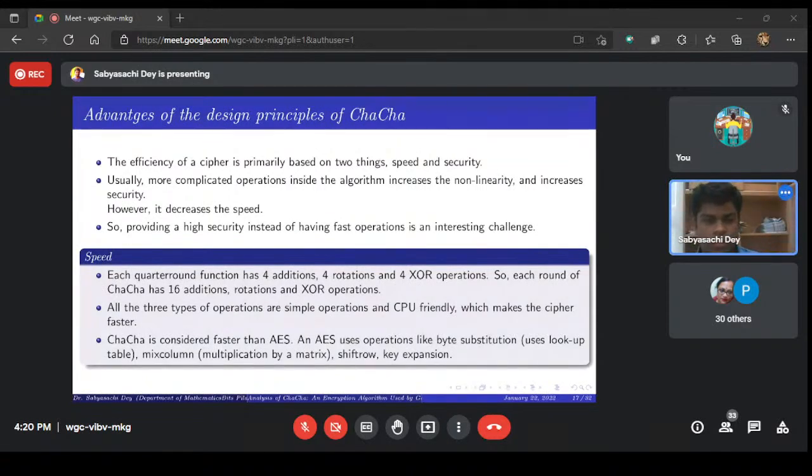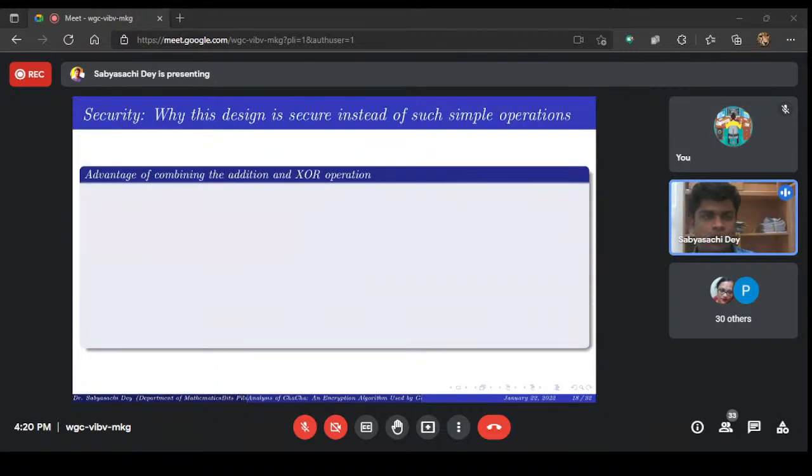Now, I have already mentioned that any design which has simple operations is fast, but at the same time vulnerable, because for an attacker also, simple designs are easy to attack. So the question is, instead of having such a simple design, why is ChaCha secure? For this explanation, I will give one example after this. But let's first look at what happens when we combine an addition operation with a XOR operation.